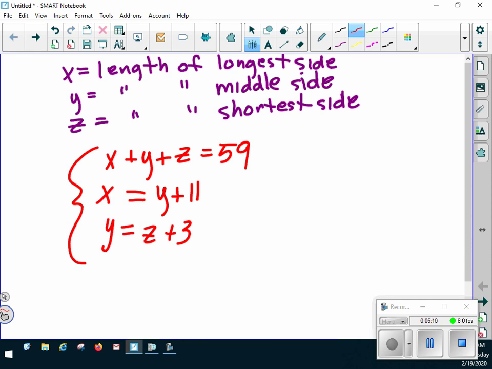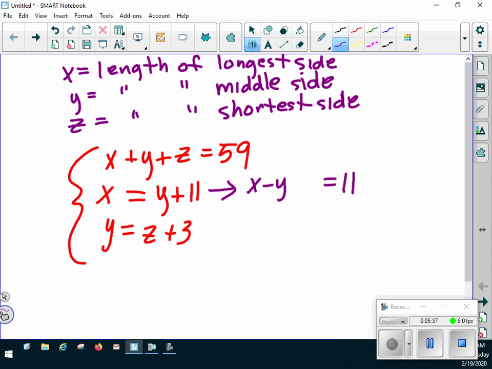Absolutely. Now, in order for us to put this in the calculator as a matrix, remember I've got to have the x, y's, and z's all on the same side of the equal sign. But they're not right now in two of those equations, are they? So, what do I do to this equation to make the x's and y's and z's all be on the left side? Subtract y. Good. So this is going to be x minus y equals 11.